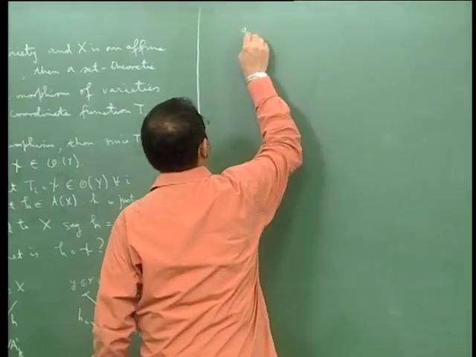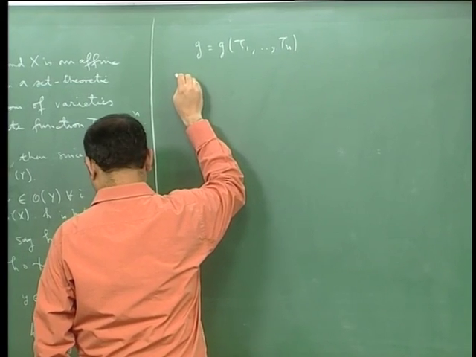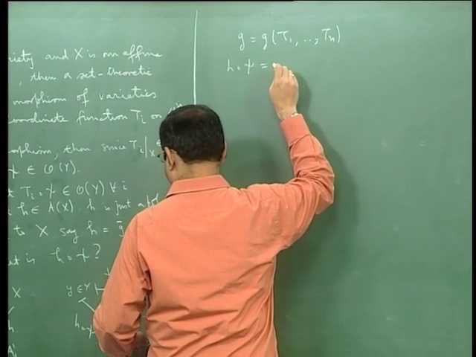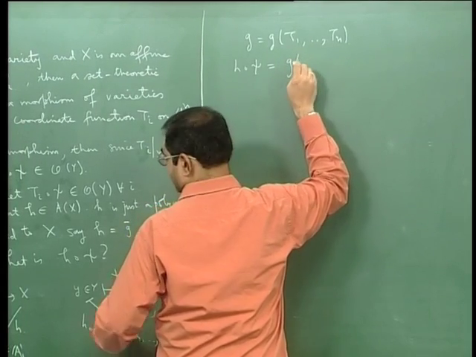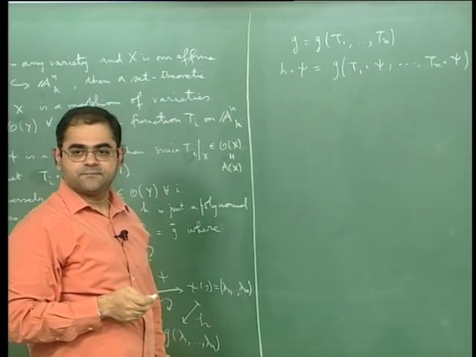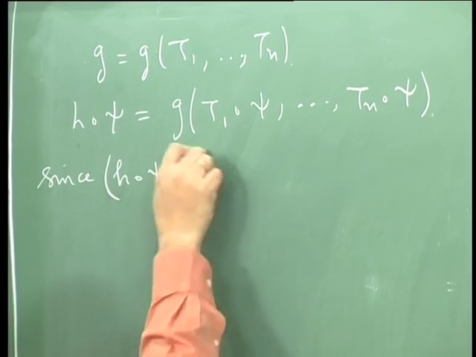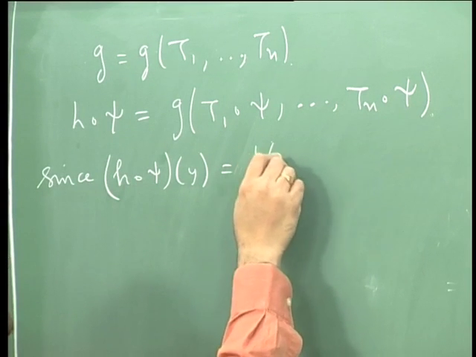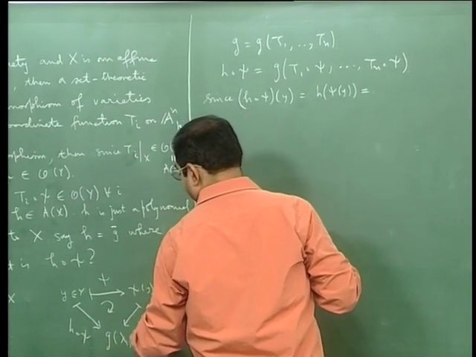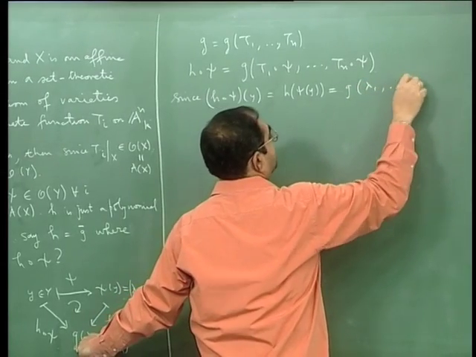See, G is G of T1 etcetera Tn. So if you calculate H circle psi, it will be actually just G of T1 circle psi etcetera Tn circle psi. You will get this, because you can evaluate it and check. If I evaluate H circle psi at a point, what will I get? I will get H of psi of y, and H of psi of y is lambda 1 through lambda n, and then I evaluate H on that. H is represented by a polynomial G, so I will get G of lambda 1 etcetera lambda n, okay.